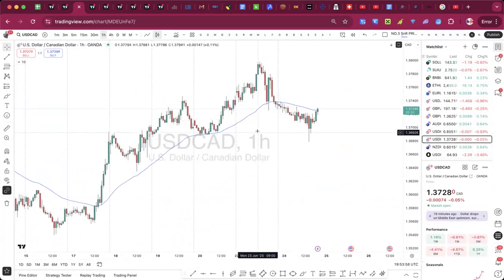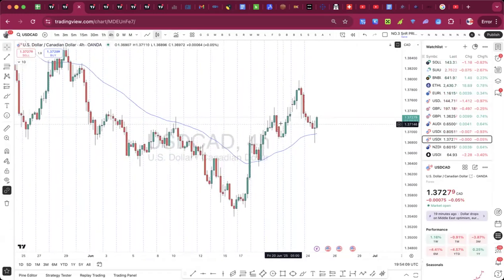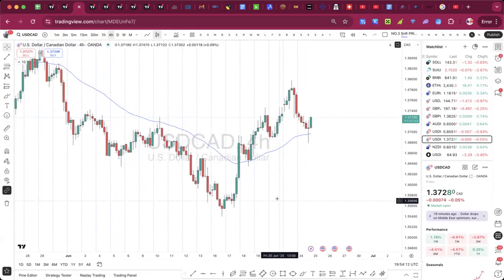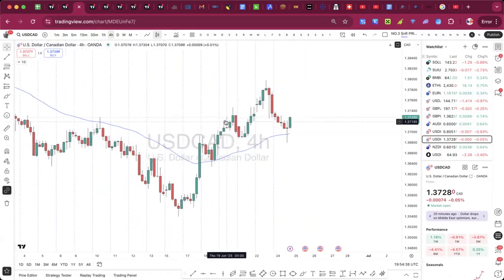USD CAD. Okay, so let's look at the USD CAD. So on USD CAD, the only thing is that this was a low, a high, a low, a high, a low, a high. Now this low, at some point it came to sweep this liquidity, and that makes this one now the recent low and the high here. So that means this guy is buying.